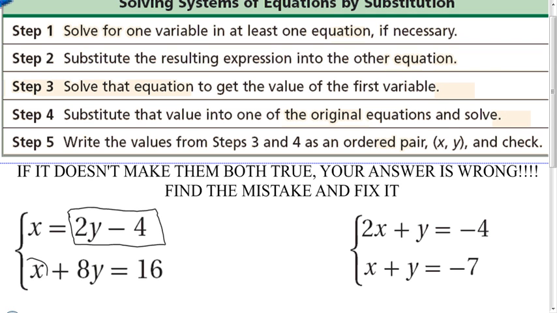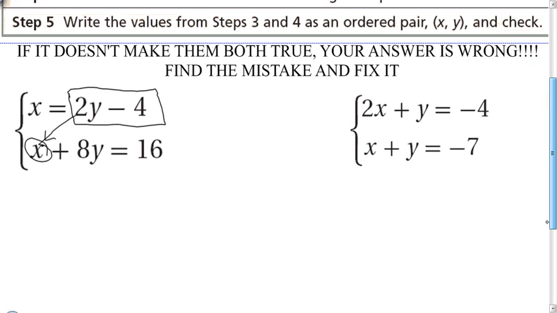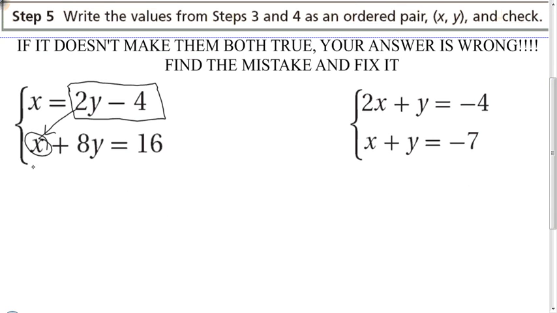So if I come down to my other equation, I can replace the x with that expression because that's what x equals. So if I go ahead and start doing this, it's going to say, and I'm using parentheses, (2y minus 4), that replaced the x, plus 8y equals 16.